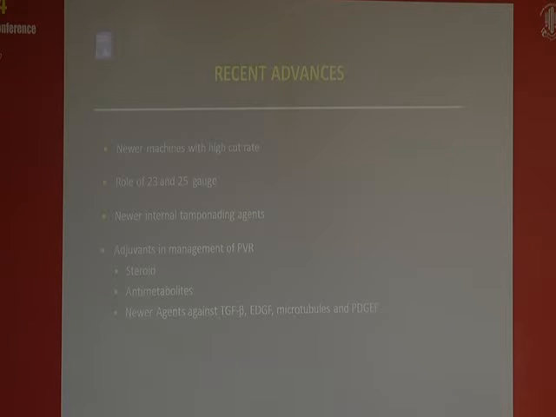For the fellow eye, I would conclude that there is still no evidence to support or refute the use of 360 degree prophylactic treatment in fellow eyes of patients with GRT. Only in Stickler syndrome a prophylactic laser may be helpful. There is still no consensus on the need for prophylaxis and where to treat. There are advances; most of us are now trying 23 and 25 gauge surgery. Adjuvants in managing PVR include steroids, antimetabolites, or agents reducing growth factors like TGF-beta and EGF.